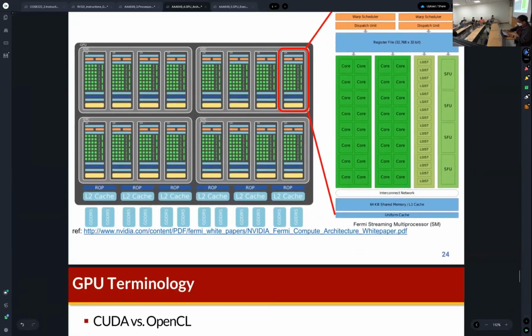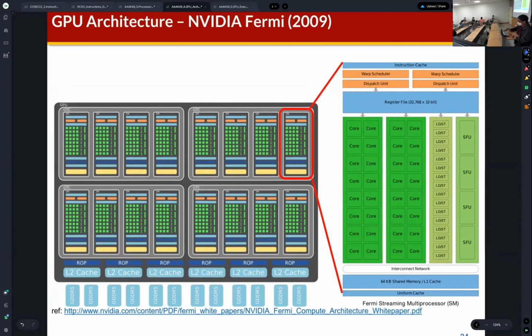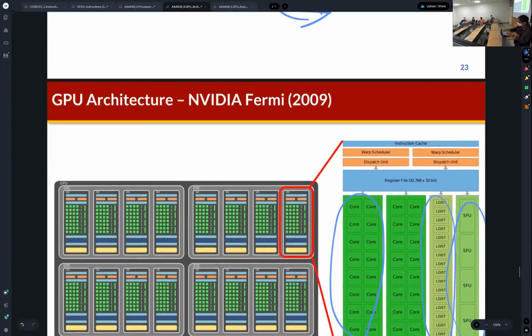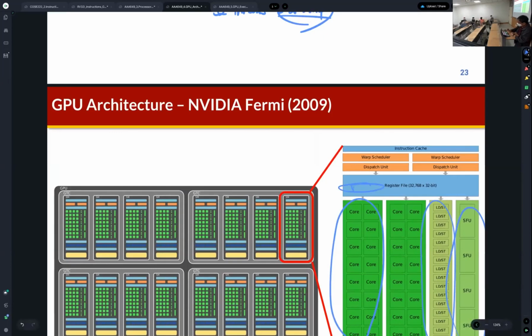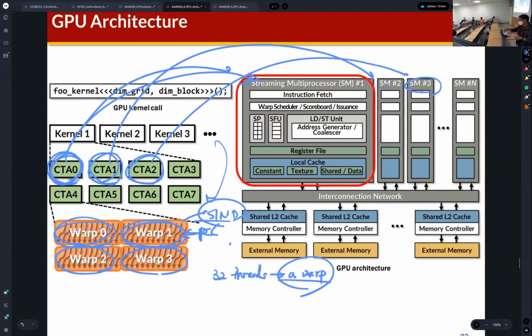Okay, this is the primary architecture. If you look at the primary architecture, you can find the cores, the load/store units, and the SFU. Each thread of the warp is assigned to each core of the SP, and then the SFU and the load/store unit. Just remember this basic execution model of the GPU.